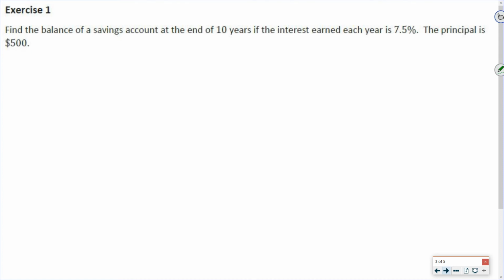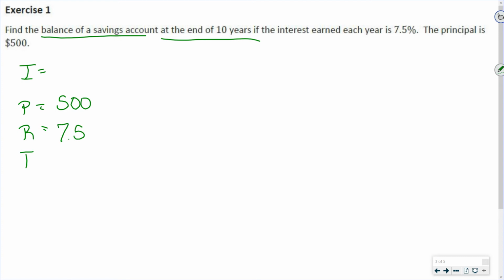Find the balance of a savings account at the end of 10 years if the interest earned each year is 7.5%. The principal is $500. So we need to label our parts. I, P, R, T. Do we know our interest? No, it says find the balance of a savings account. So we don't know what the interest is. But it tells me the principal is $500. It tells me my rate is 7.5%. And it tells me my time is 10 years.